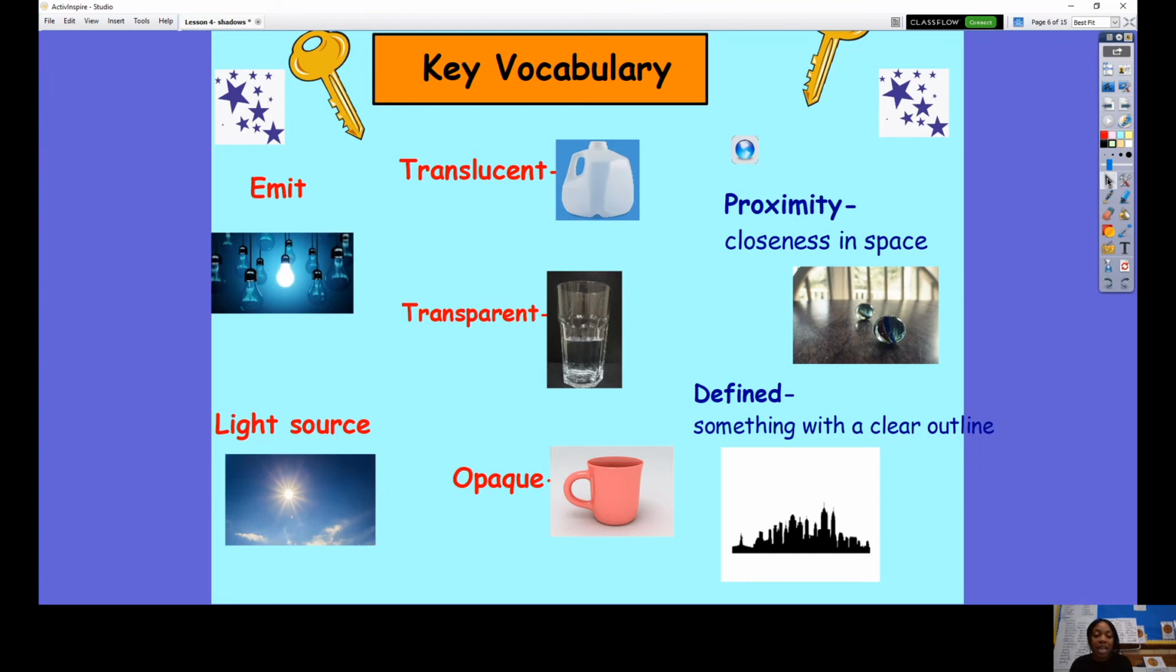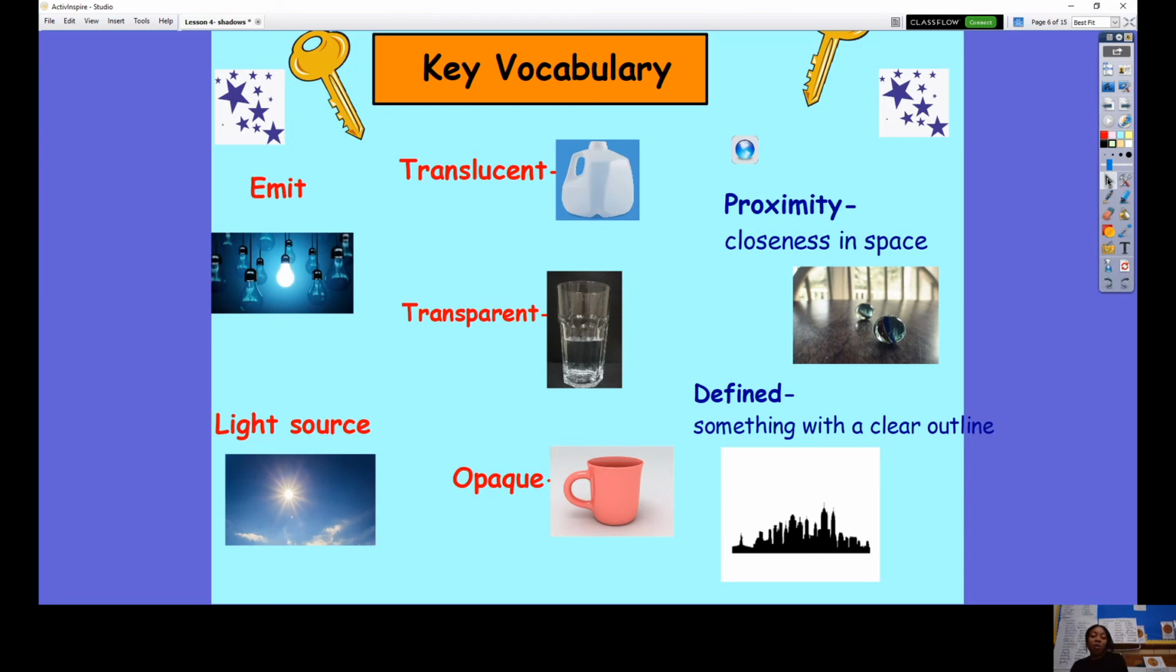Okay, the next word is light source. A light source is an object that emits light. So we're using two of the keywords together. A light source is an object that emits light.